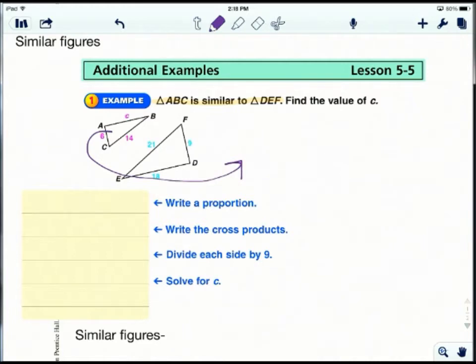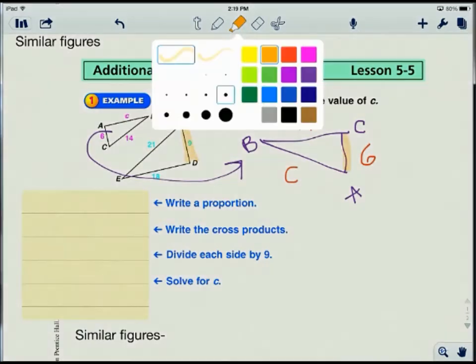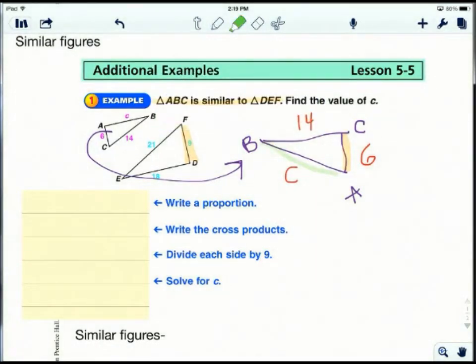So if I change that drawing, A would be here, this would be B, and this would be C. So I'm going to go ahead and fill in the other lengths. So I'm going to go ahead and put C, 6, and 14. So now I can put corresponding sides. 6 corresponds to 9. And then we also have C corresponding to ED, which is 18. So I'm going to go ahead and set it up.